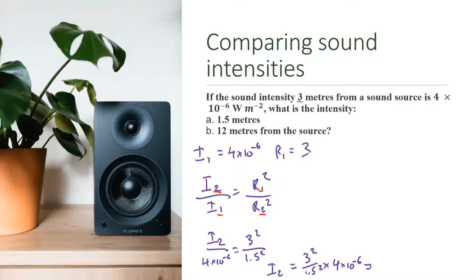This is another general idea here. Because I'm moving closer to the speaker, I expect the number to go up. So I'm going to put this in my calculator now. 3 squared divided by 1.5 squared, all multiplied by 4 times 10 to the negative 6 gives me 1.6 times 10 to the negative 5. Yep, that's good. I was just like, what? Oh no, negative 5 is going to be larger than negative 6. Watts per meter squared. So it is louder.